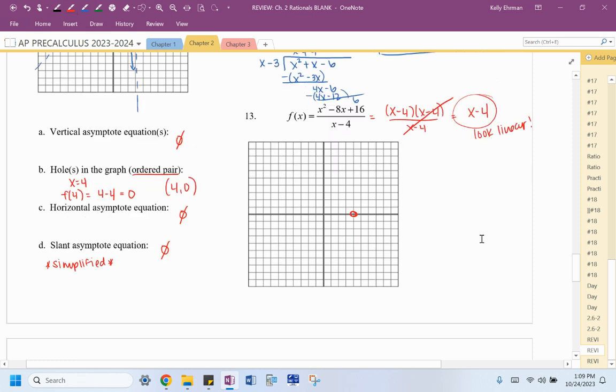How do we get the graph? Do we have to plot a bunch of points? You could plot points if you want to. You can find the y-intercept. The y-intercept is when I plug in 0, I get 16 over -4. Or you could also just, remember, it's supposed to look linear, so you could also just graph a line with a slope of 1 that goes through those points, right? That's good enough. So this is what that graph looks like. Again, it's not linear because it has a discontinuity, but that's what it looks like.